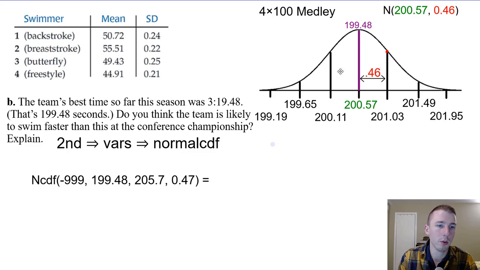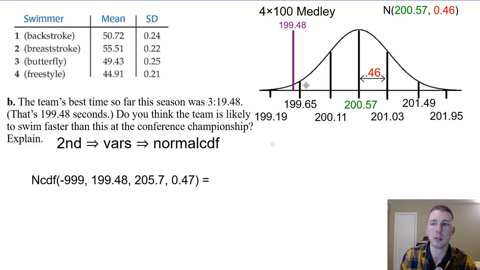All right, now the team's best time so far this season was 3 minutes and so on. Well, that's 199.48 seconds. Do you think the team is likely to swim faster than this in the conference championship? Well, the point we're interested in is right about here. So just a little bit under 2 standard deviations. Anything more than 2 standard deviations would be considered unusual. That would be in the top 2.5%.